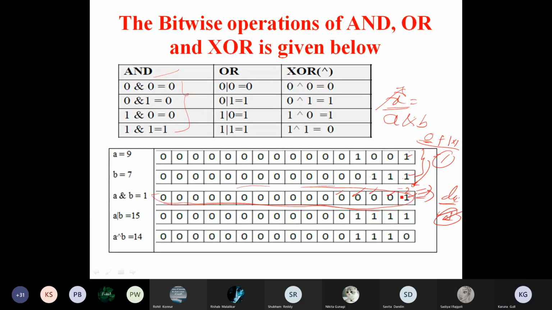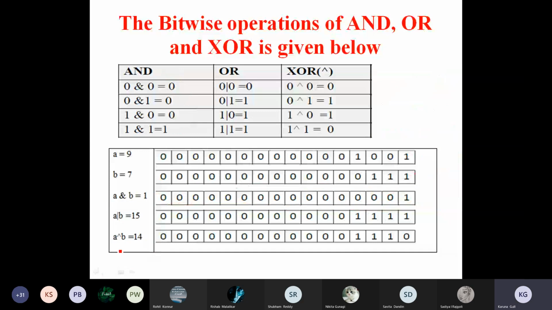Clear? Yes, ma'am. So that's why the X value is 1 here. So this is 9 and this is 7. So 9 is ANDed with 7, and it is yielding me 1. Any doubts before I proceed, you people can ask me. If you have any doubts, please feel free to ask questions. No doubts, we'll proceed.